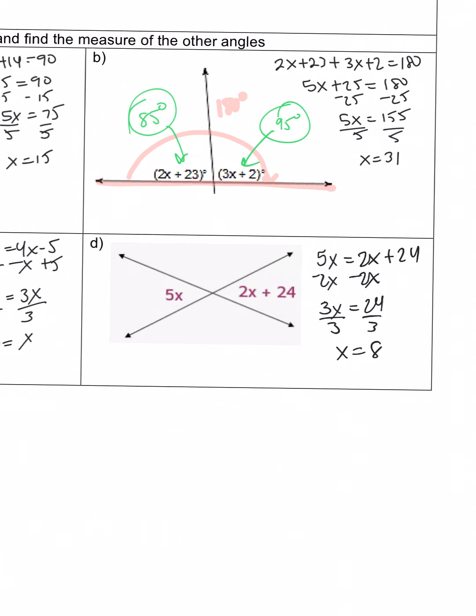So if I want to find the measure of each angle, I can plug it back in. 5 times 8, that's 40 degrees. And since these are congruent, that should also be 40 degrees.